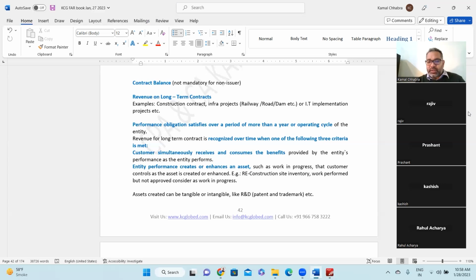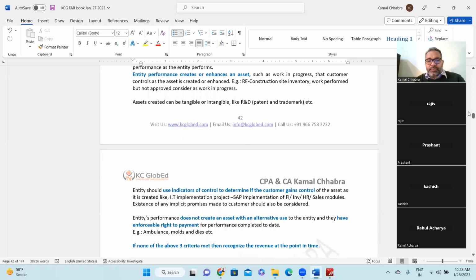For example, a real estate contract, work performed but not approved, considering the work in progress. Or you remember the ambulance project, right? Those all come under the entity performs and creates or enhances the asset specifically for the usage of the customer. And the third thing is, assets created can be tangible or intangible, like research and developments.